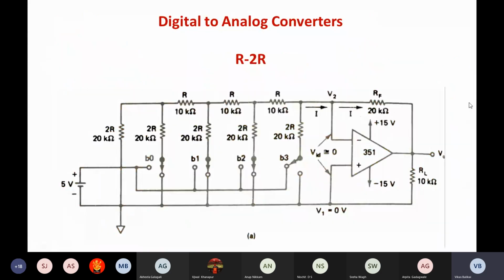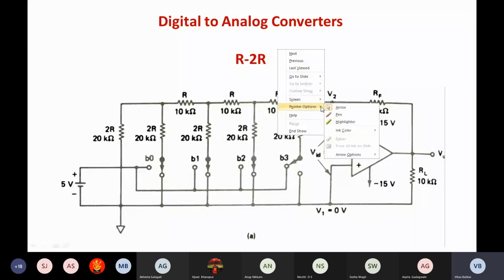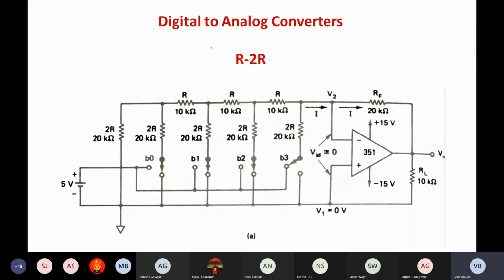Hence, to avoid that, we go for another type of digital to analog converter, which is known as your R2R digital to analog converter. Basically, why do we call it R2R digital to analog converter? Because here we use only two types of resistors: one having a value of R, and R value could be anything that you choose, and then another will be exactly double the value of R. So if I take R as 10k, 2R will be 20k.